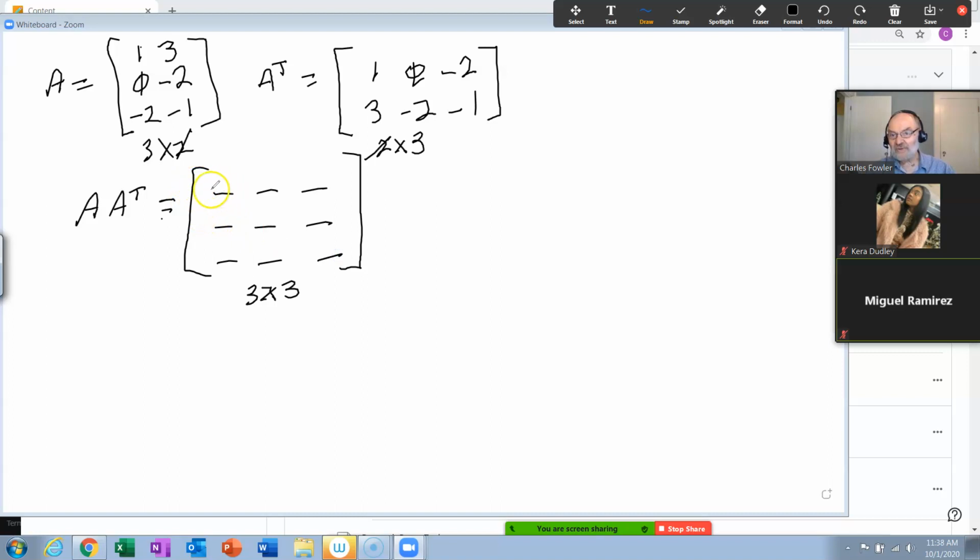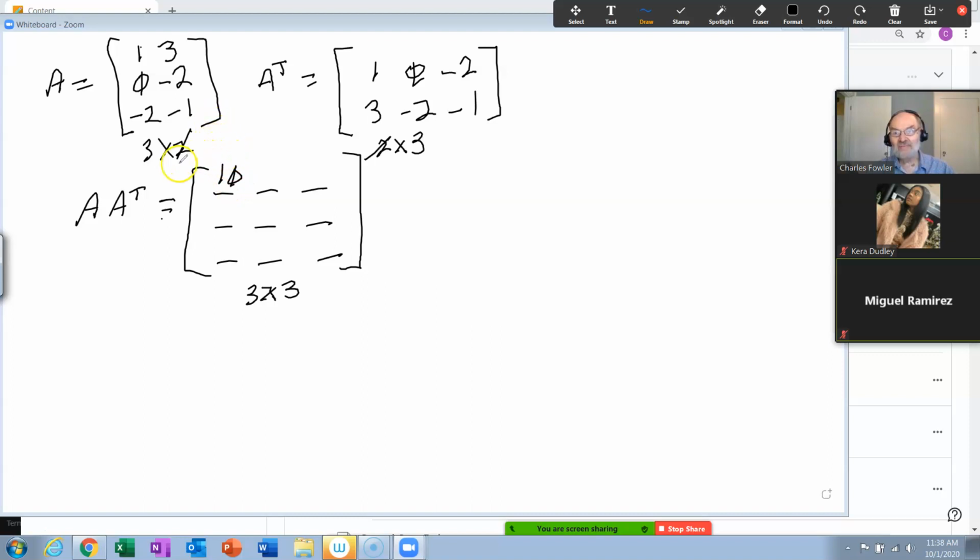The first entry here, first row, first column, will be the first row of A times the first column of A transpose. And what would that be? One times 1 is 1, plus 3 times 3 is 9. 1 plus 9 is 10. Correct?